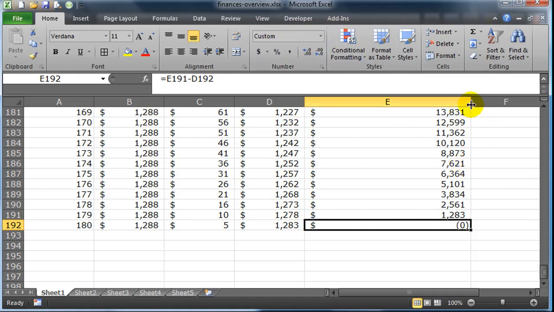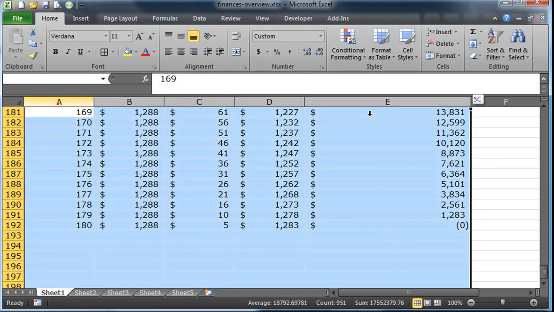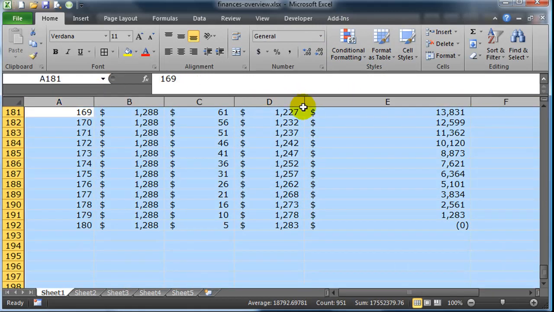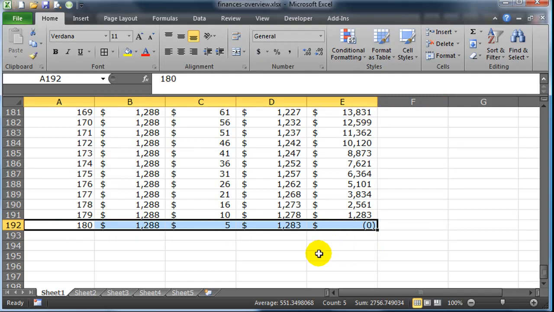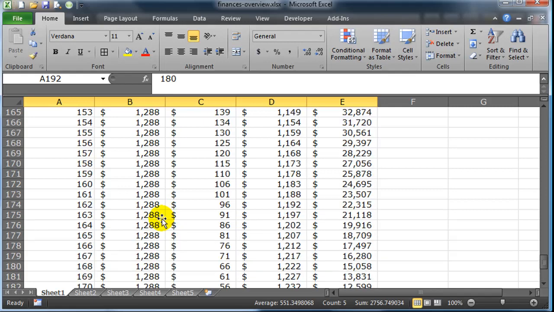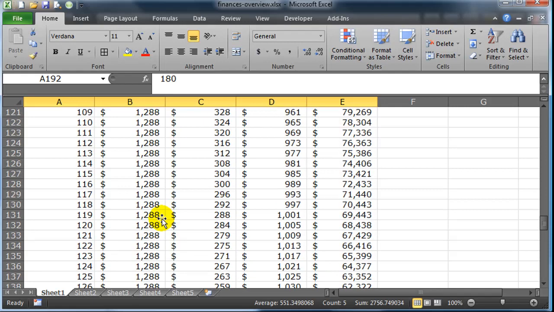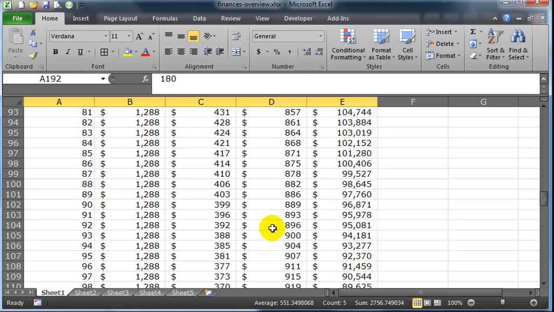I'll just get rid of all those. Size that. There we go. So my mortgage is zeroed out and it's paid off. So now you own that property, 180 payments. And the amortization table we can use to figure out, gee, how much interest did I have to pay at this point and that point and so forth.